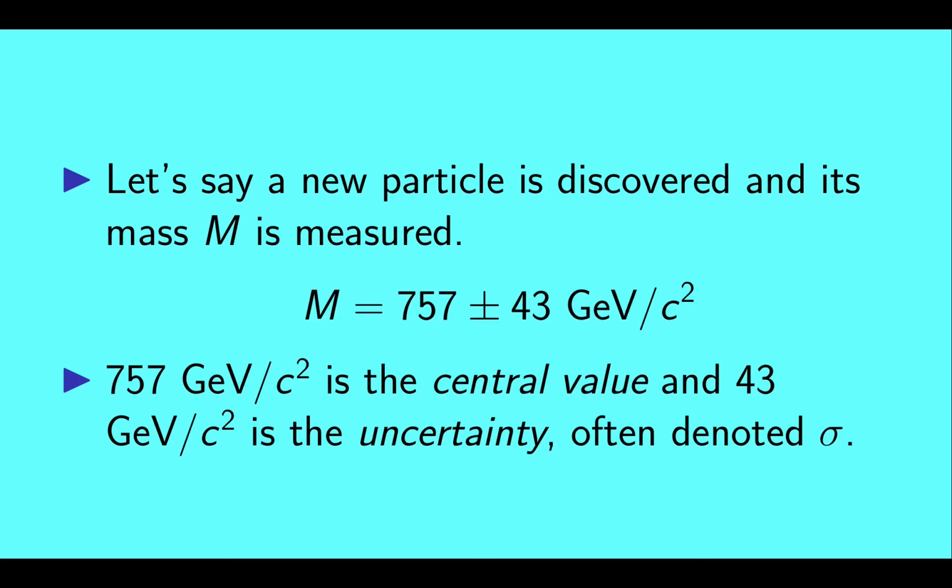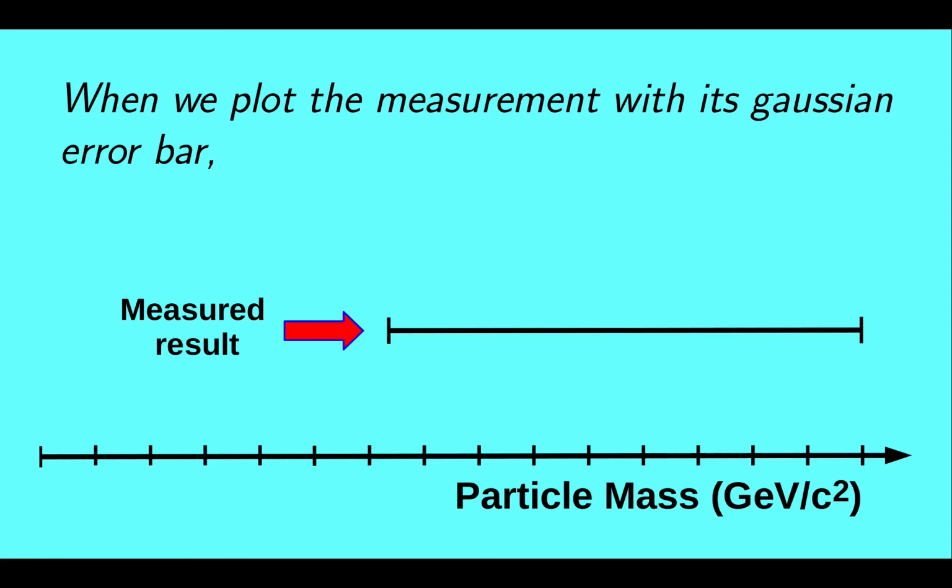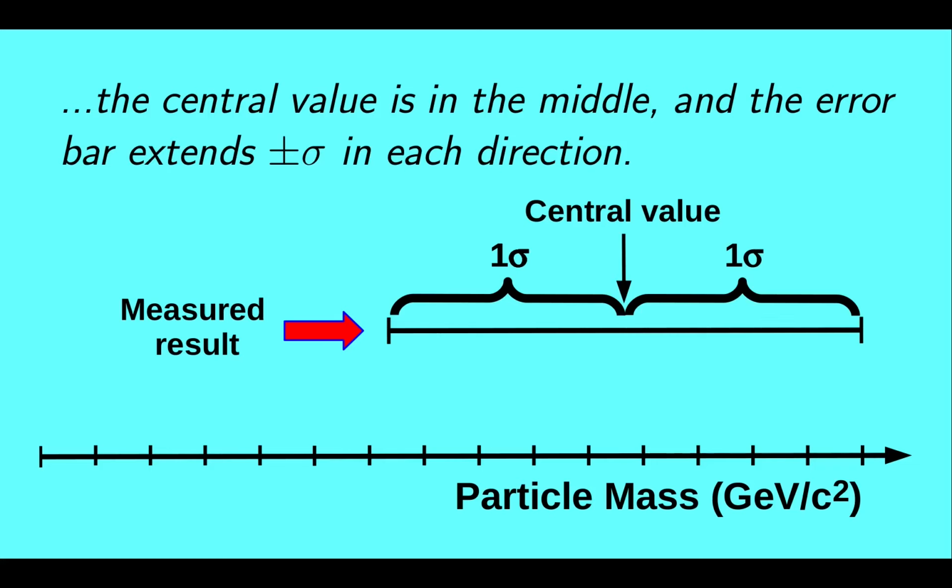Let's say a new particle is discovered and its mass m is measured. The experiment quotes a result with a Gaussian error bar that reads m equals 757 plus or minus 43 GeV over c squared. Here, 757 GeV over c squared is the central value, and 43 GeV over c squared is the uncertainty, often denoted as sigma. When we plot the measurement with its Gaussian error bar, the central value is in the middle, and the error bar extends from the center in each direction by the amount sigma.